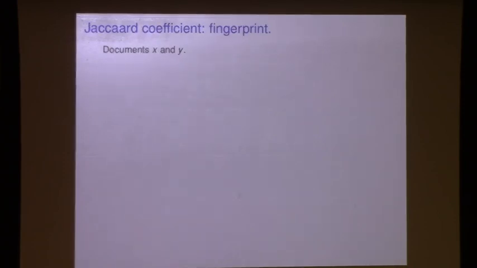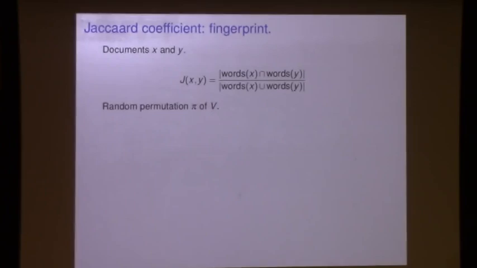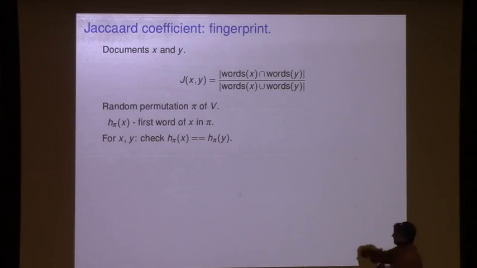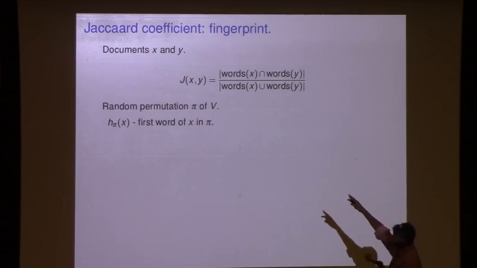Okay, so documents X and Y. J of XY is, remember, this is what we want to approximate, the similarity measurement. It seems fairly natural. I take a random permutation pi of V. This is my signature or fingerprint. It's called a fingerprint in the text.